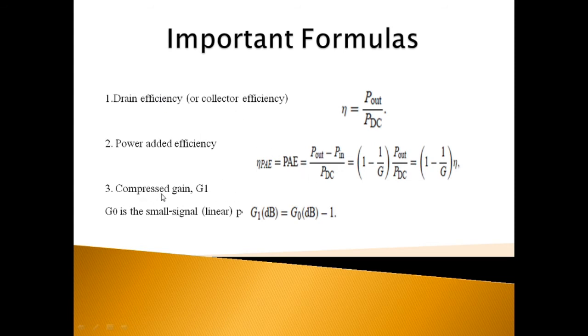Now the third formula is compressed gain G1. What does this compressed gain G1 represent? I told you, up to some frequency range this power amplifier works as a linear device. After that frequency range you will get a reduction in the gain. The point at which we get the reduction in the gain is called the compression gain at the 1 decibel point. So the formula is G0 decibel minus 1, where G0 represents linear power gain.